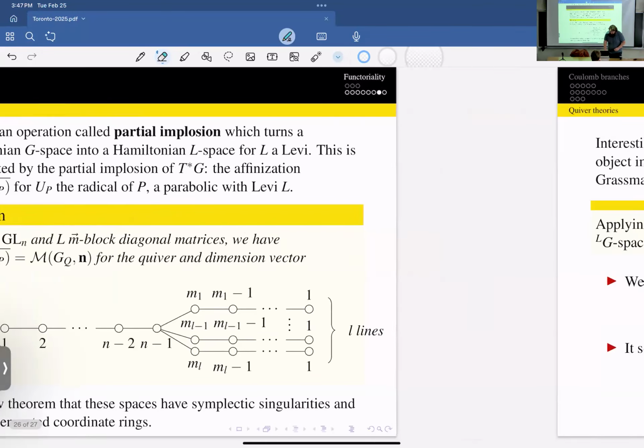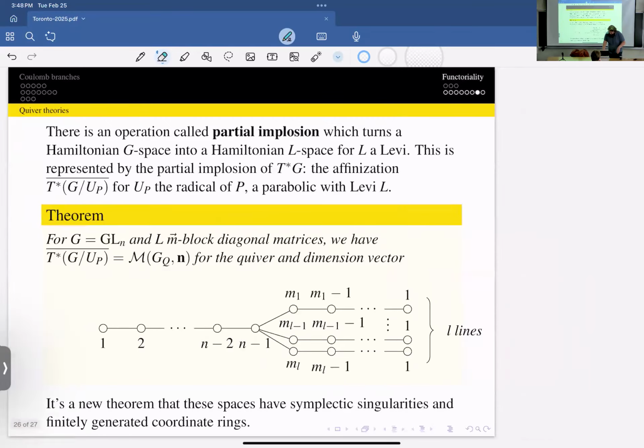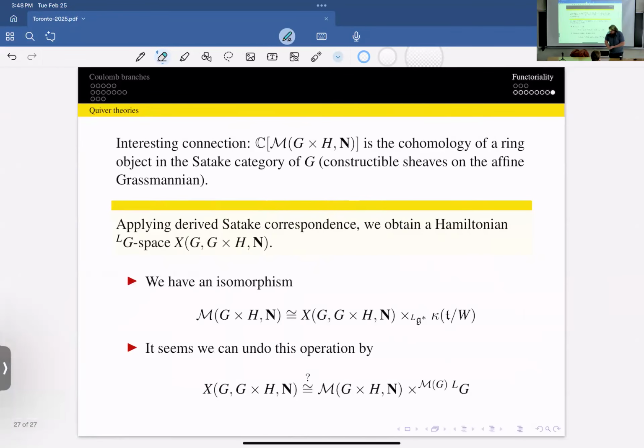All right, so that was actually our main motivation, but I think this stuff about more general Sicilian theories is more interesting. And I just wanted to mention, in part because this had sort of come out of some conversations I had with Sasha earlier, there's sort of another kind of interesting way to think about this, which is when I take the Coulomb branch, I'm just for convenience, I'm taking, of the product of two groups, I can think of this as the cohomology of a ring object in the Satake category of G, which, some of you know better than I, but could think of that as like constructible sheaves on the affine Grassmannian.